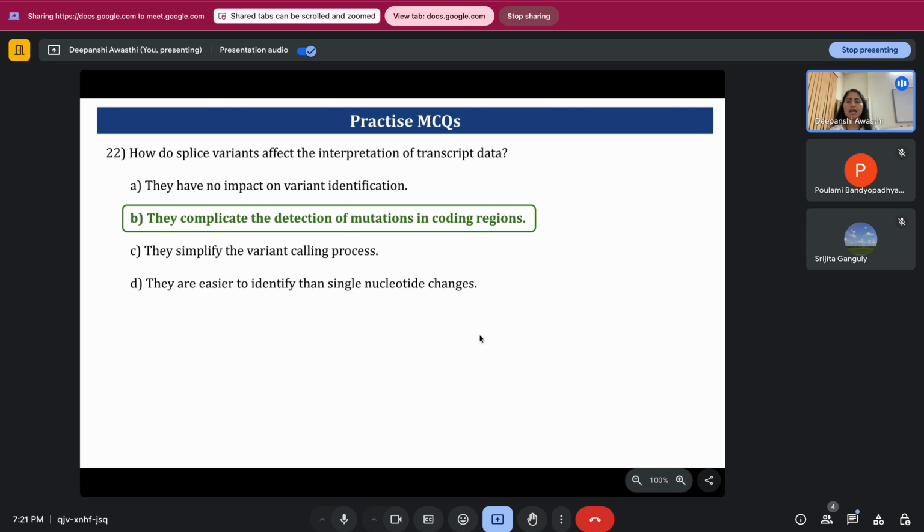If we already had the information of all the splice variants, then it might not interfere with the variant interpretations. But till now, they complicate the interpretation because we do not have enough data sets for all the possible splice variants.